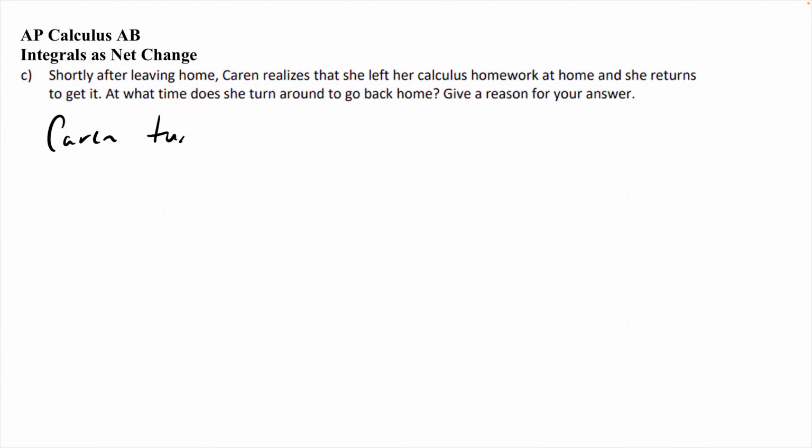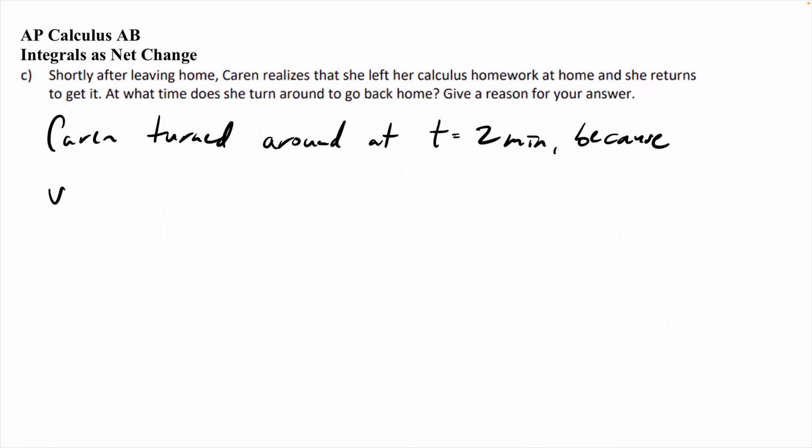Karen turned around at time equals 2 minutes. Because, now what about the graph told us? You went below 0. Switch signs, right? Because V of t changed signs.